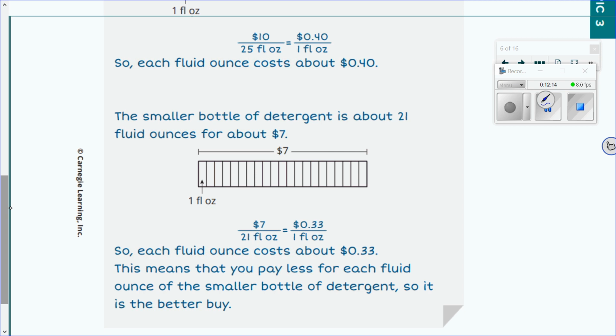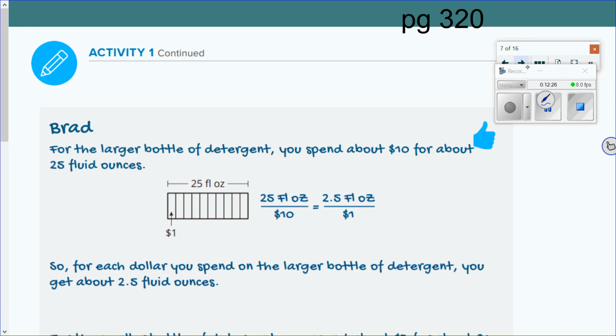Okay? So what she did was she focused and she made the unit rate on the fluid ounces. So how much was she paying for each fluid ounce? If we turn the page, we can see Brad's reasoning. Brad went about it a little differently.